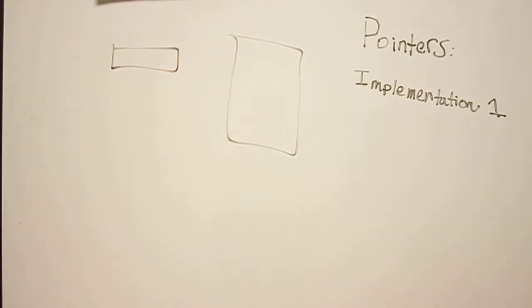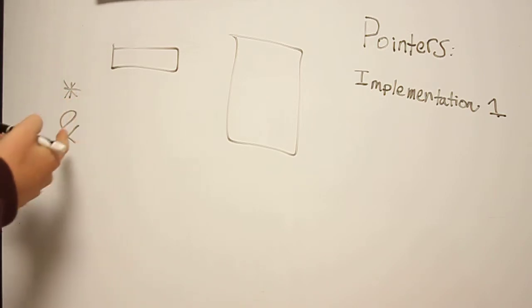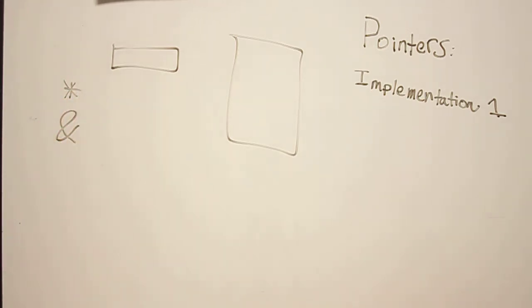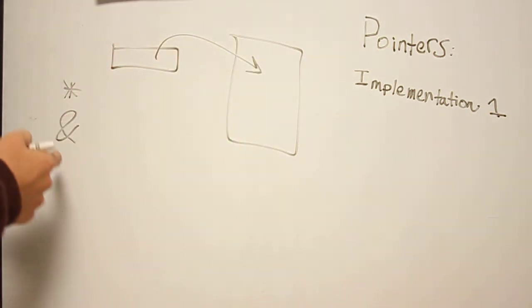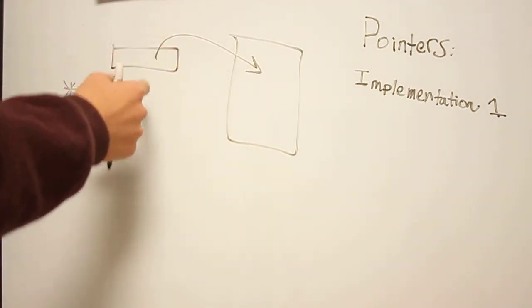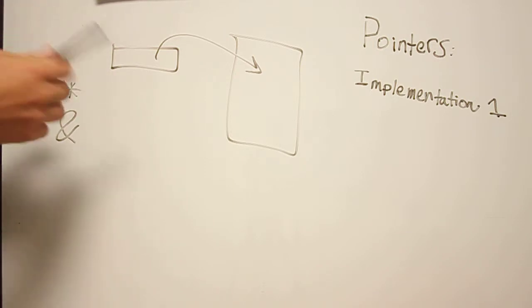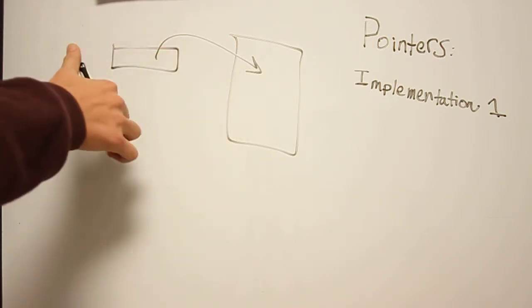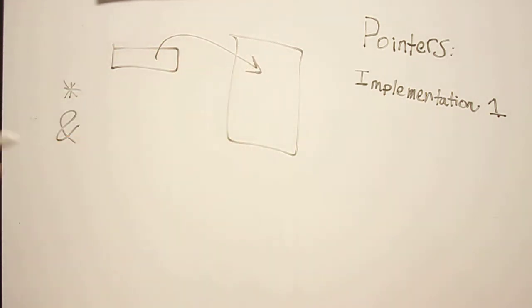So, if we want to use pointers, we need two new operators, dereference and address of. Dereference is the star, and address of is the ampersand. Now, this ampersand is also sort of like drawing this arrow in. If we use address of, then we take the address of this and put it in there. So this creates the pointer. Dereference is kind of like following this arrow back. We dereference this, which means that we go to that memory location and we look at this value.